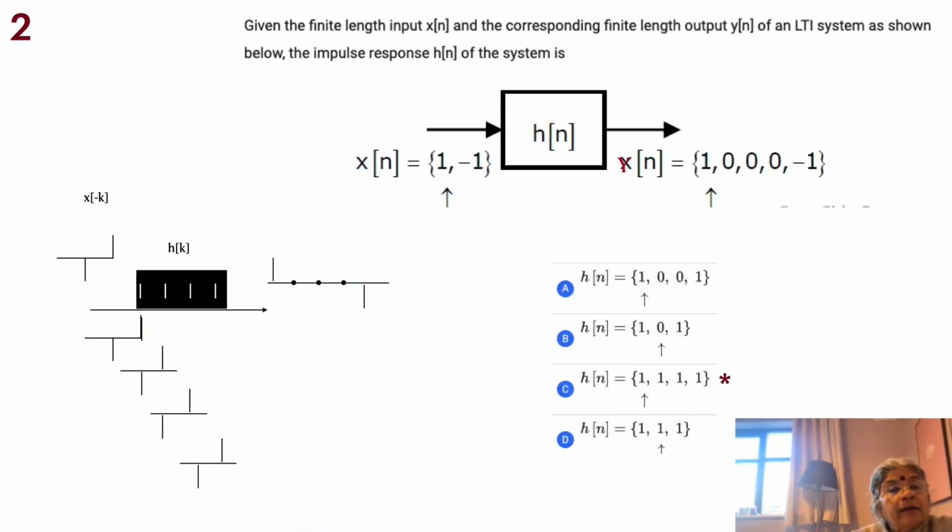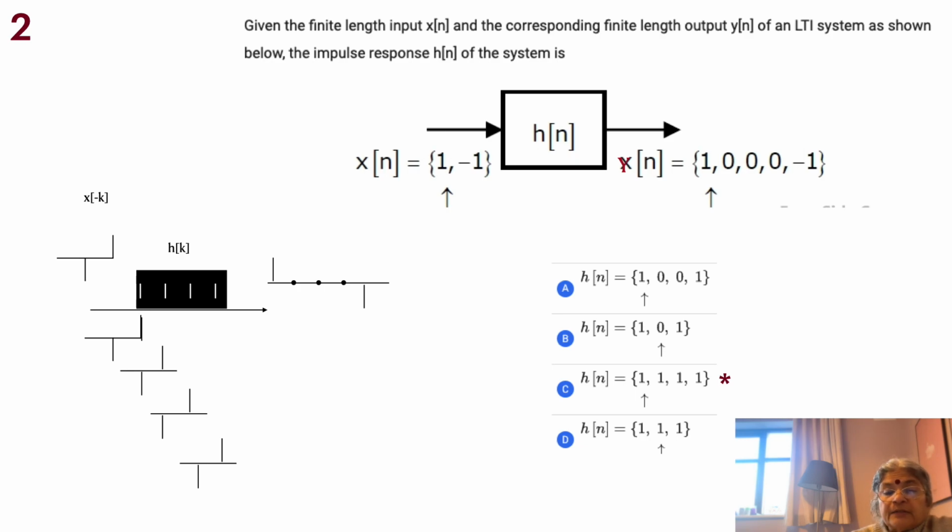Let's move to the next one. Here again convolution is given, but in a pictorial sense. Let's look at this particular problem. Given the finite length input x[n], x[n] is shown as 1, minus 1. So it's a very limited sequence having only two components, 1 and minus 1. And the corresponding finite length output y[n] is given by 1, 0, 0, 0, minus 1.